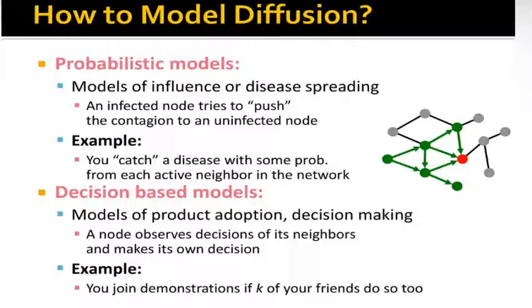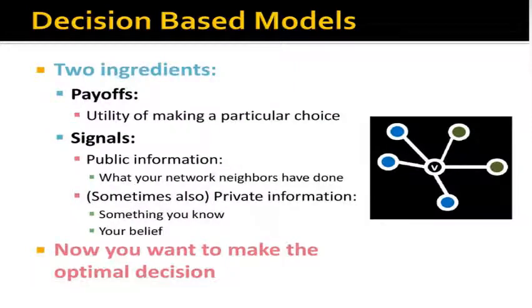Decision-based models are models of product adoption and decision making. A node observes the decisions of its neighbors and makes its own decision. Example, you join a demonstration if K of your friends do so too. In decision-based models, we get two data and compare the two data. We will be communicating particular data to others.